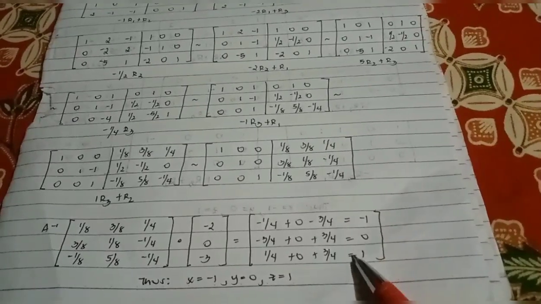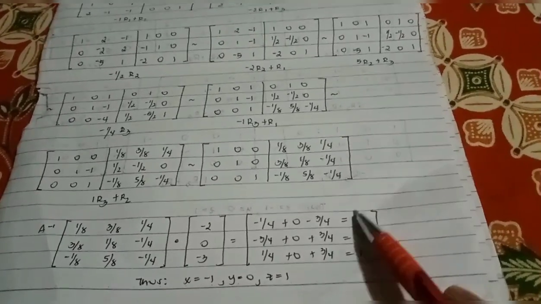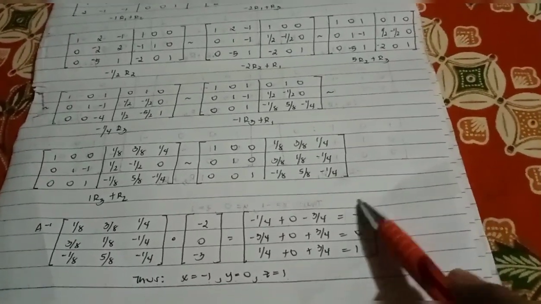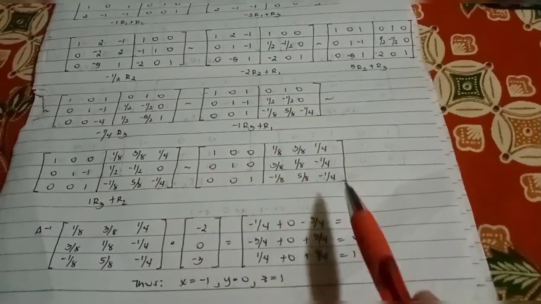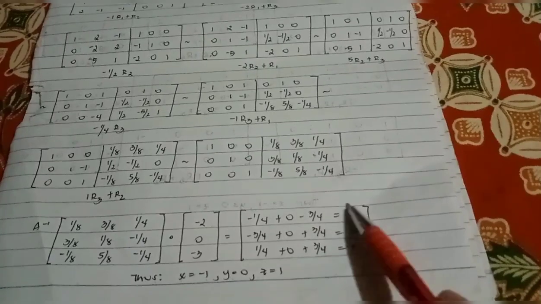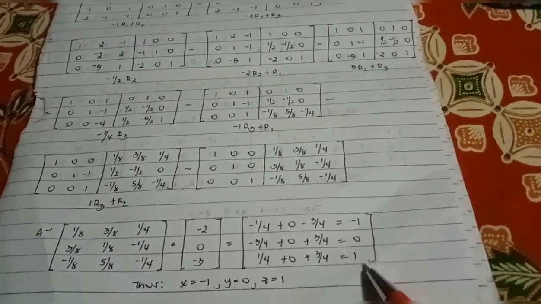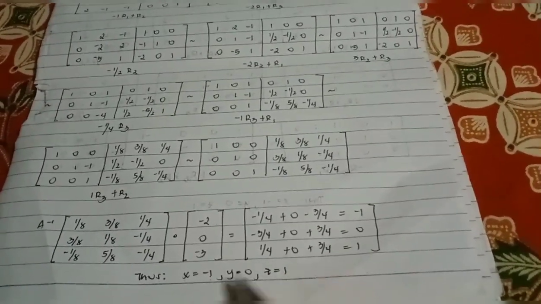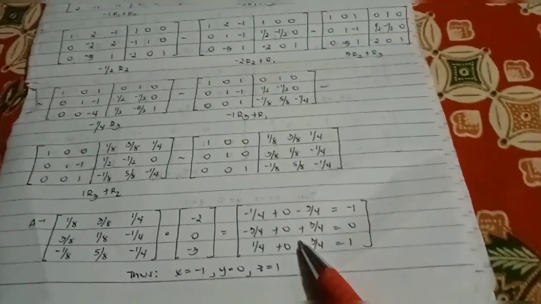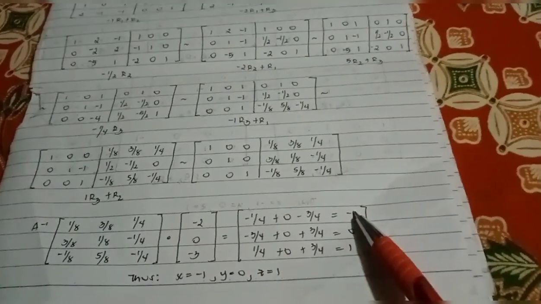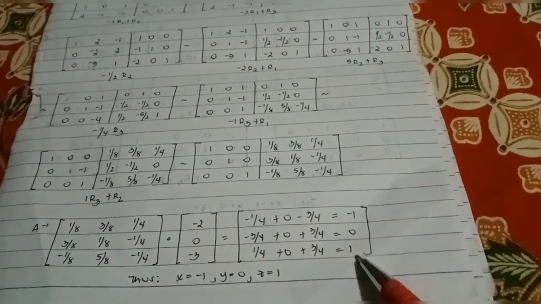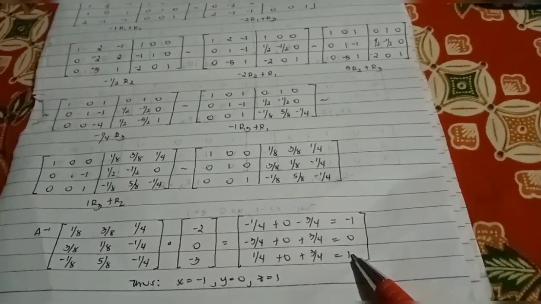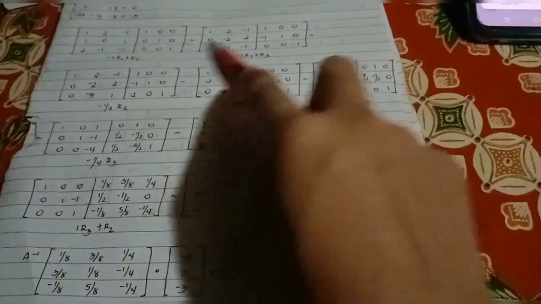As you can see on the right side, these are the values of x, y, and z. It is the same as what we got from the Gauss-Jordan method: negative 1, 0, and then 1. Therefore, the value of x is equal to negative 1, y is equal to 0, and z is equal to 1. So therefore, this system of equations is consistent.